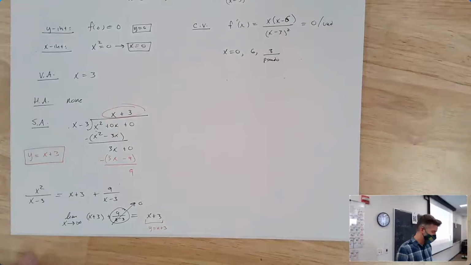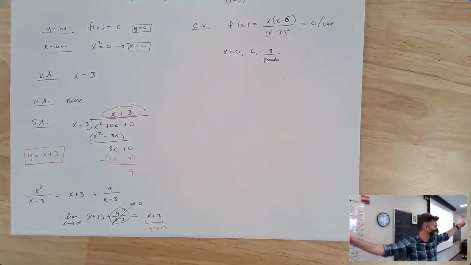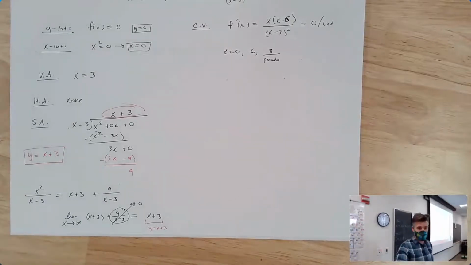SA means slant asymptote. So it's not a horizontal asymptote. It's a line y equals x plus 3. It's going to be what the function gets closer and closer to as x moves out in either direction. We'll graph in just a second, we can see.